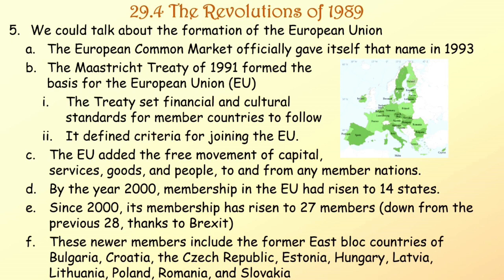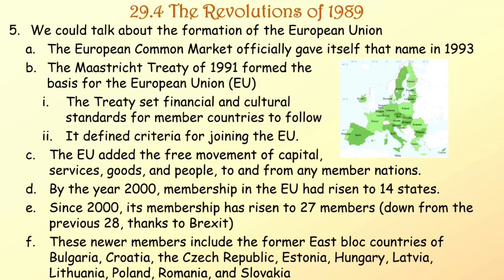The European Common Market officially gave itself that name in 1993. The Maastricht Treaty of 1991 formed the basis for the European Union, the EU. And this treaty set financial and cultural standards for member countries to follow, and it defined criteria for joining the EU. The EU added the free movement of capital, services, goods, and people to and from any member nations.